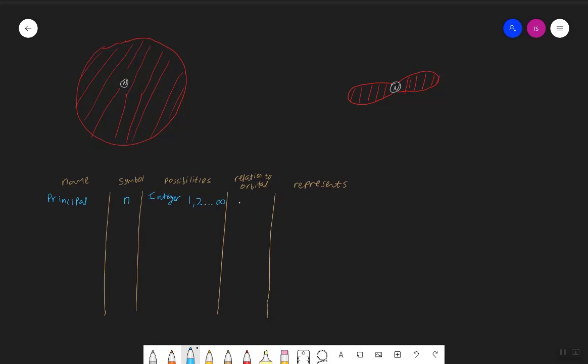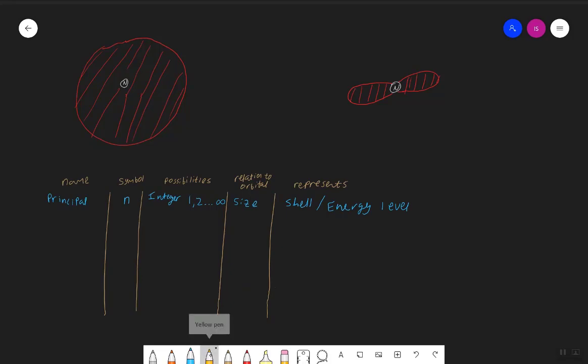Okay, how is it related to the orbital? It represents the size of the orbital. So the size of this probability cloud will be represented by this n. If you have a larger n, the cloud will be larger compared to the smaller n values. And it represents what we call the shell, also known as the energy level. That's the principal quantum number.